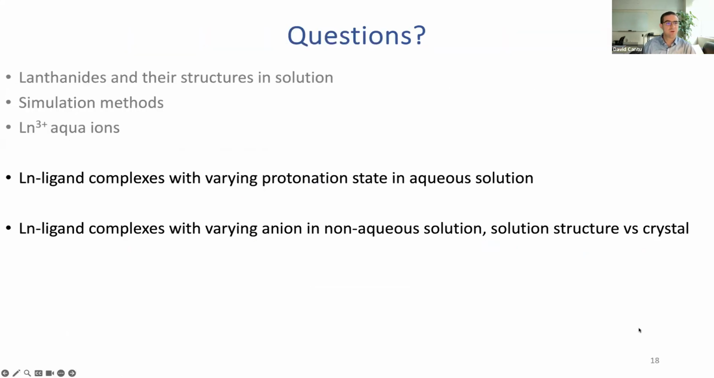And so I think now is a good time to pause for questions, and then I'll start talking about the Lanthanide-Ligand complexes in aqueous solution.